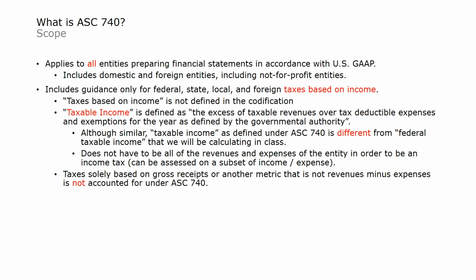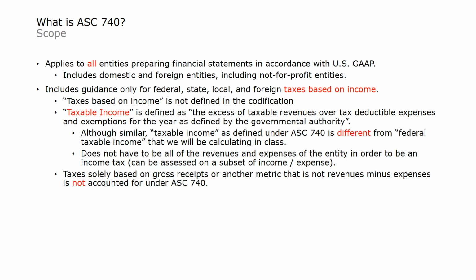The only guidance that the codification gives is it defines taxable income. And that is defined as the excess of taxable revenues over tax-deductible expenses and exemptions for the year as defined by the government authority. So the main thing here is that we have revenues minus expenses. That's going to be the main piece to tell us if a tax is going to be a tax based on income or not.